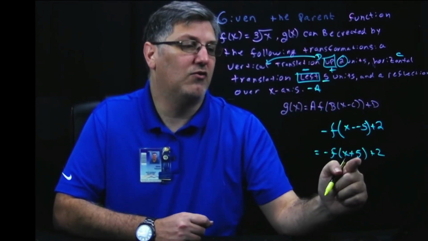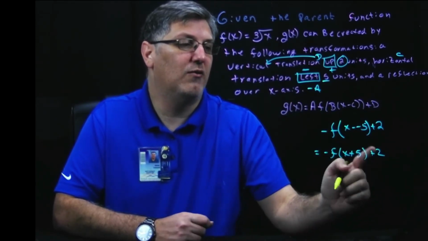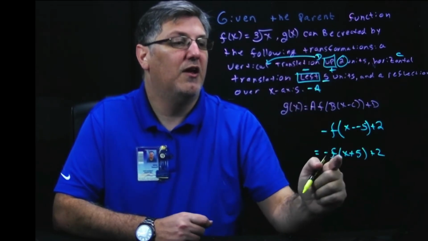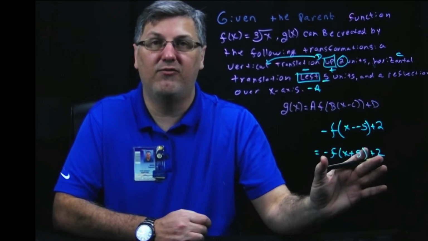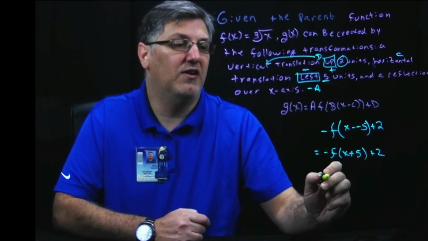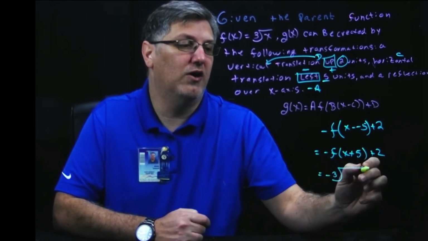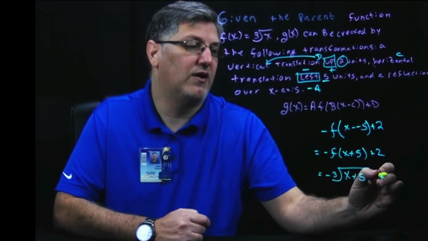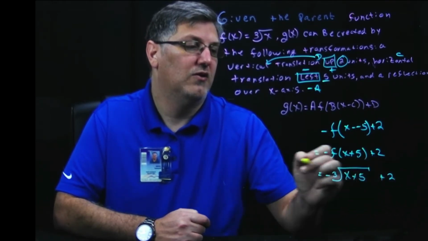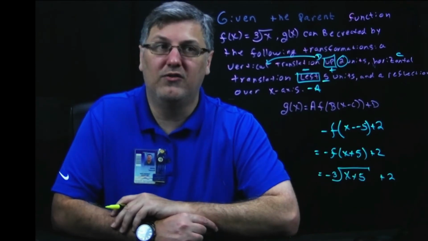This right here means we're going left 5 units, and then we're going up 2 units. If I wanted to take this and write it with just the cube root and not in my f notation, I would have it as negative the cube root of (x plus 5), and then on the outside plus 2. Easy peasy lemon squeezy.